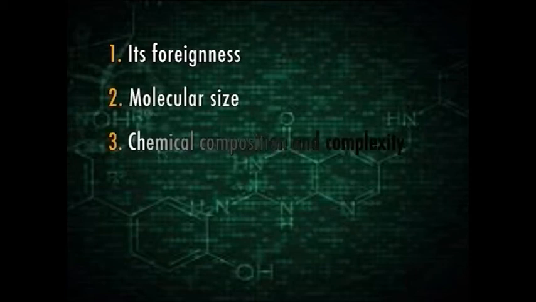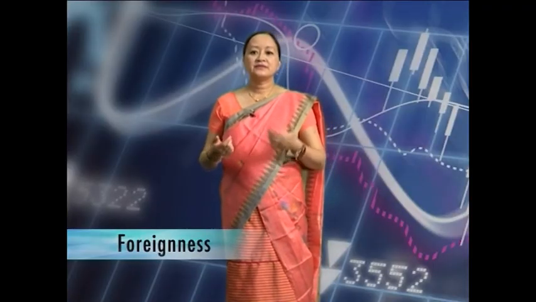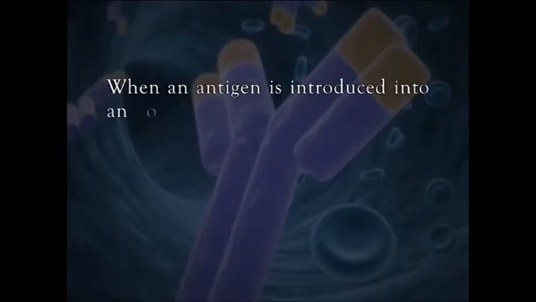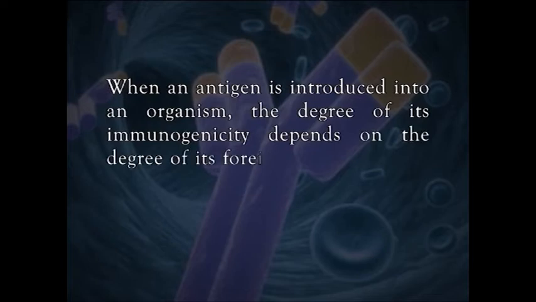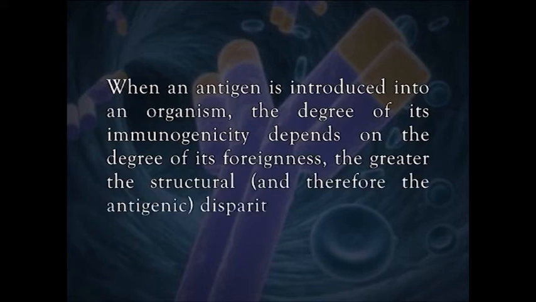Immunogenicity is determined by four properties of the immunogens: its foreignness, molecular size, chemical composition and complexity, and ability to be processed and presented with an MHC molecule on the surface of an antigen-presenting cell or altered cell. Foreignness. In order to elicit an immune response, a molecule must be recognized as non-self by the biological system. When an antigen is introduced into an organism, the degree of its immunogenicity depends on the degree of its foreignness. The greater the phylogenetic distance between the two species, the greater the structural and therefore the antigenic disparity between them.